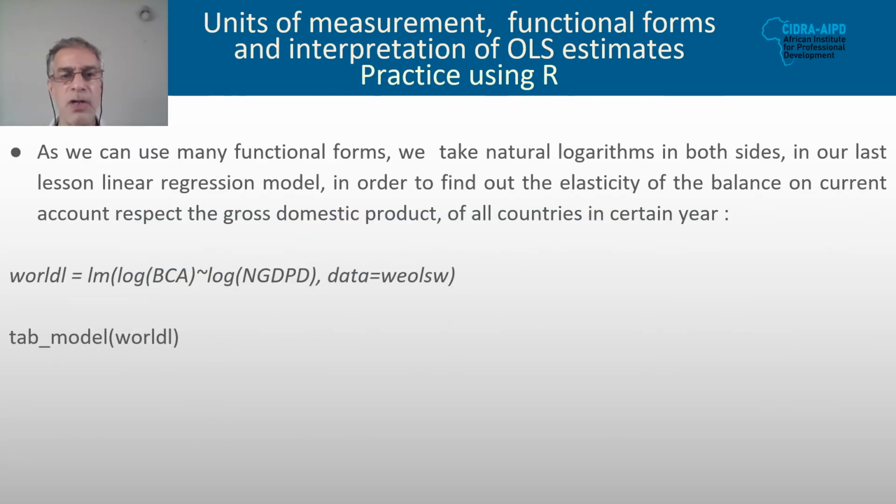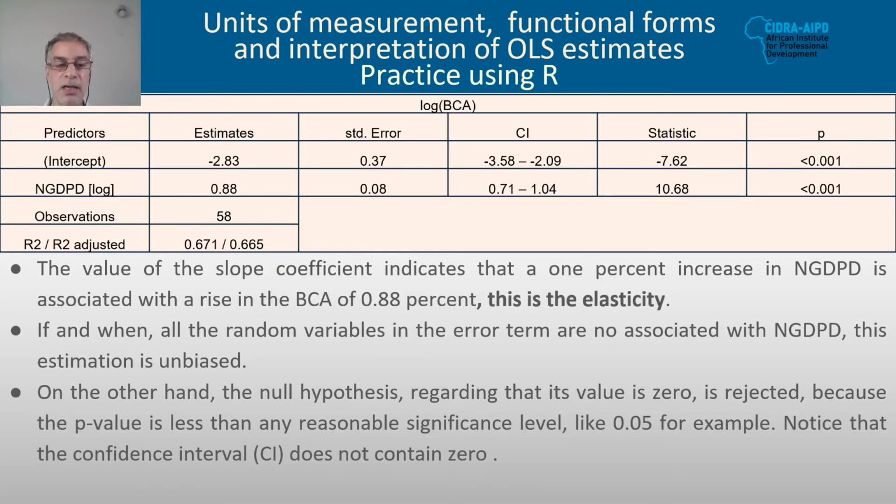As we saw in the last lesson, we can use many functional forms. Well, why don't we try to find out the elasticity? That is, what is the percentage change in the balance of current account associated with a 1% change in GDP. In that case, what we can do, as I told you, is transform the equation in logs, as I did there, and run again the model, and the results are here in this second table.